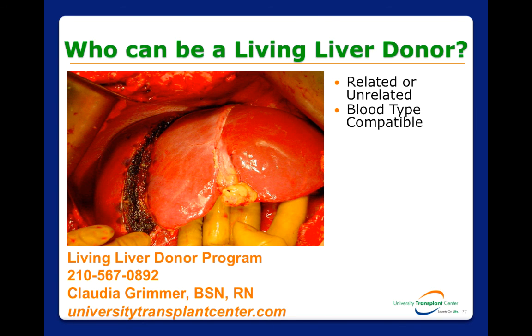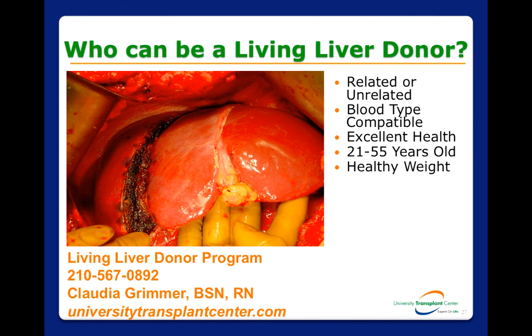They must provide documentation of blood type to determine if they're compatible with the blood type of the recipient. They must be in excellent health, be between the ages of 21 to 55 years old, and be at a healthy weight to start an evaluation for living liver donation. A donor may be asked to show proof of health insurance. They must have social support that is separate from the recipient.